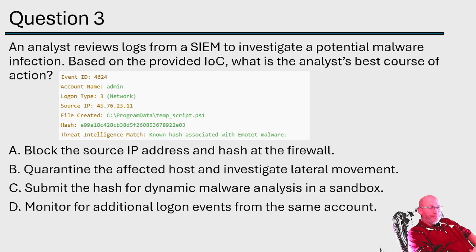And so, secondly, our IPS should have blocked it, right? I think that's where they tried to put too much in there. They're blocking the source IP and the hash at the firewall. If you remember anything about firewalls, you know that most firewalls don't have the capability of blocking hashes, right? That's not something they can do. And so that's not a legitimate answer. That means B is the only one that makes sense. B is going to be the correct answer.